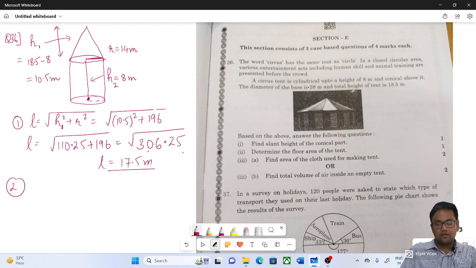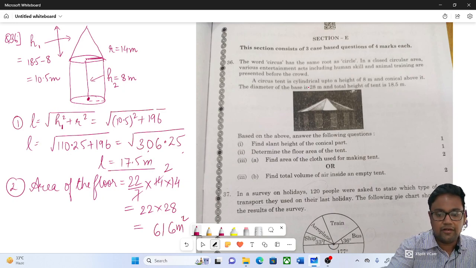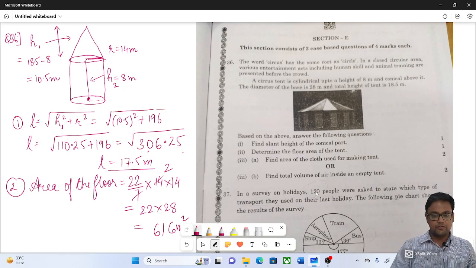See the second part. Determine the floor area of the tent. The area of the floor is a circle, that is pi r square. R is 14 by 14. 7 2s are, that is 22 into 28, 16, 1, 5 and 16, that is 616 meter square, right. So this is how you have to find the area of the floor, 616 meter square, right.